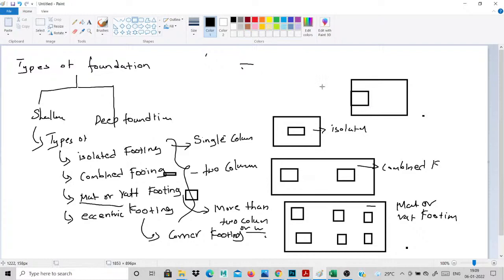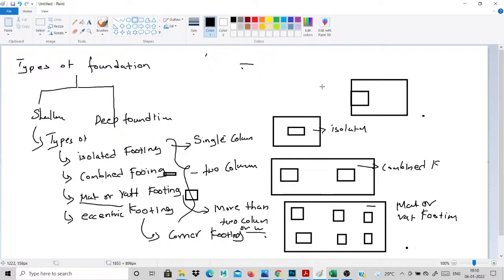Now it's clear how to identify your shallow foundation. The isolated footing means only a single column. Combined means two columns. More than two is considered a mat or raft. Eccentric means a corner column.